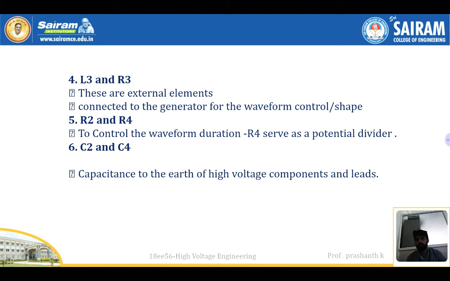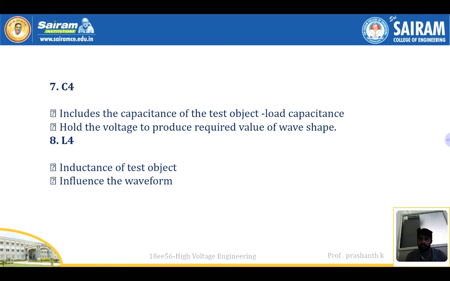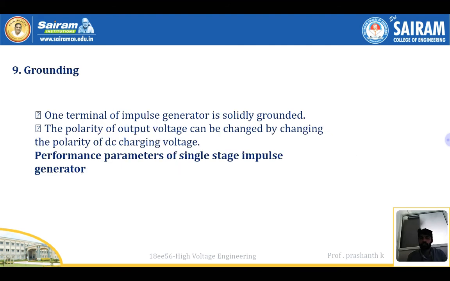C2 and C4 are the capacitance to earth of the high voltage components and leads. C4 includes the capacitance of the test object, the load capacitance, which holds the voltage to produce the required waveshape. L4 is the inductance of the test object and influences the waveform. Grounding: one terminal of the impulse generator is solidly grounded. The polarity of the output voltage can be changed by changing the polarity of the DC charging voltage.